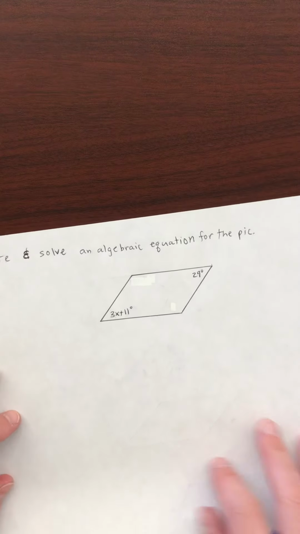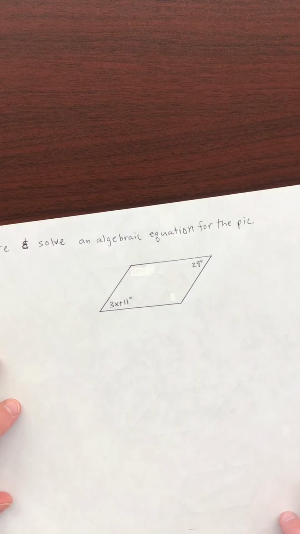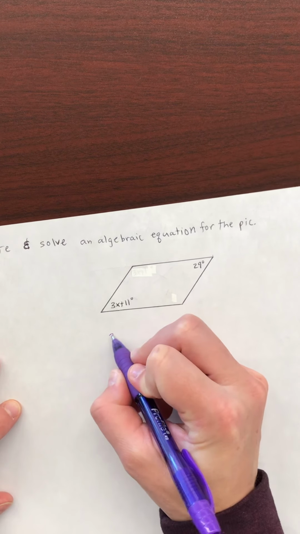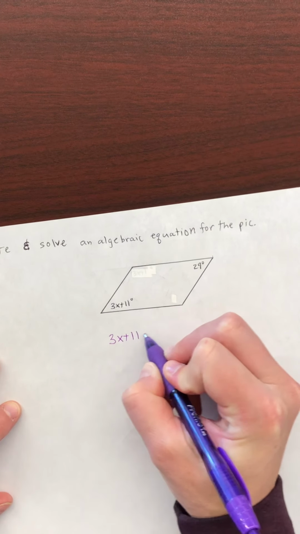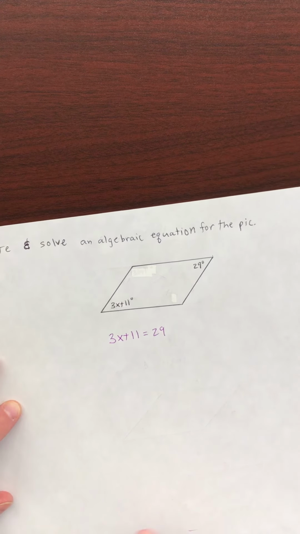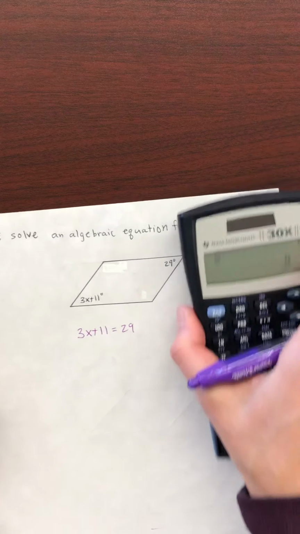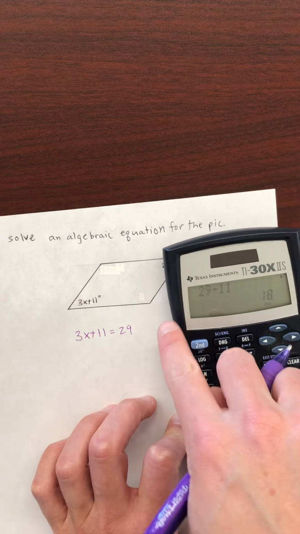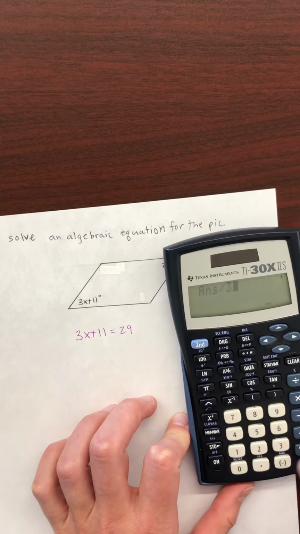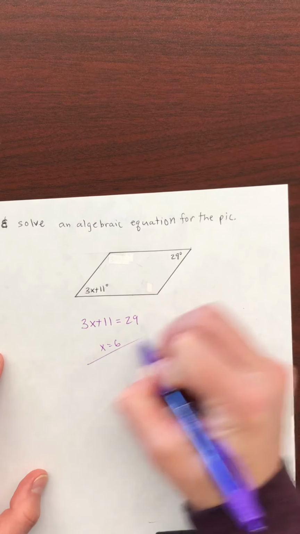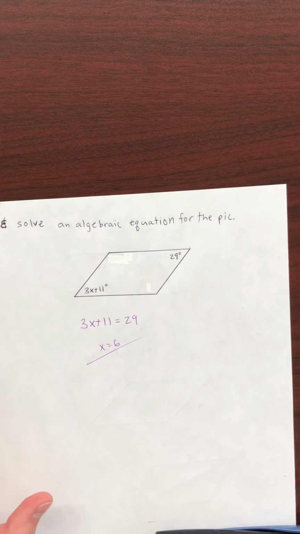One more example. Write and solve an algebraic equation for the picture. Well, here we know opposite angles are congruent. So I need to write my equation so then I know 3x plus 11 must equal 29. I need to see the equation on the homework to get full credit. And then we solve. We do 29 minus 11, bring that over, and then you would divide it by 3. So x would equal 6. Bam! All right, good luck on the homework.